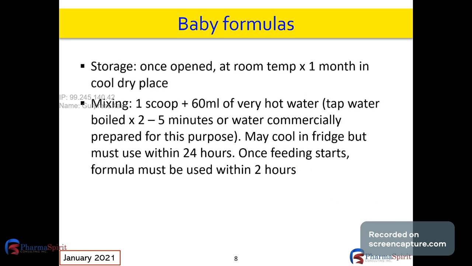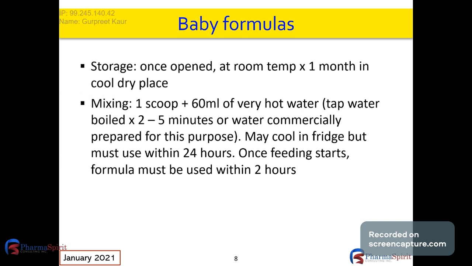How do we store baby formulas? Once opened, we can keep the baby formula at room temperature for 1 month in a cool, dry place. When it's unopened, it's still at room temperature. But once we open it, it has to be in a cool, dry place, and it's only good for 1 month. How do we mix baby formulas? Usually, it comes with a scoop to measure the amount.